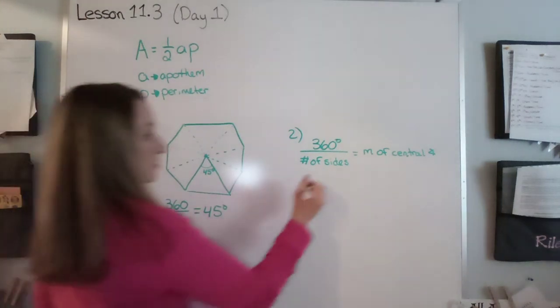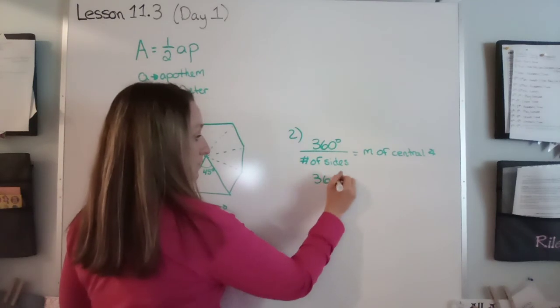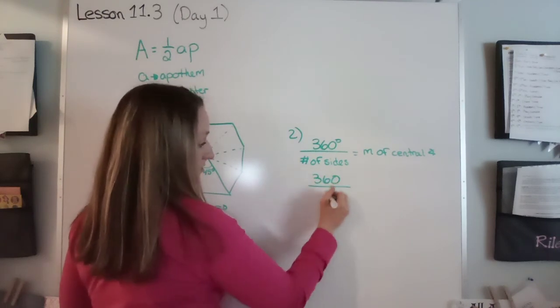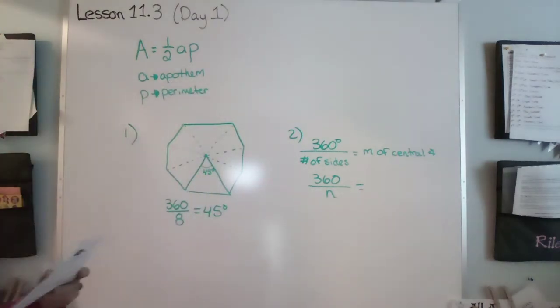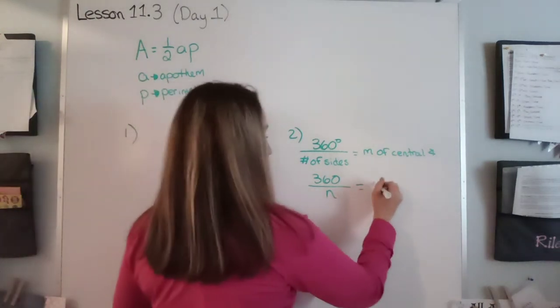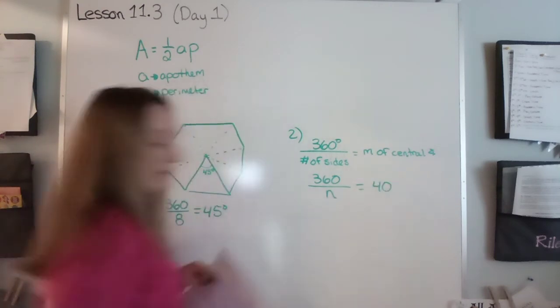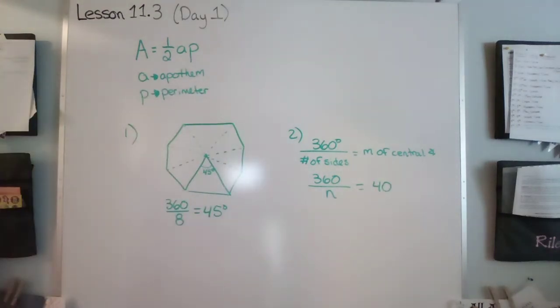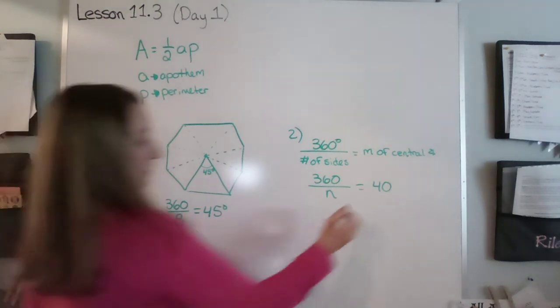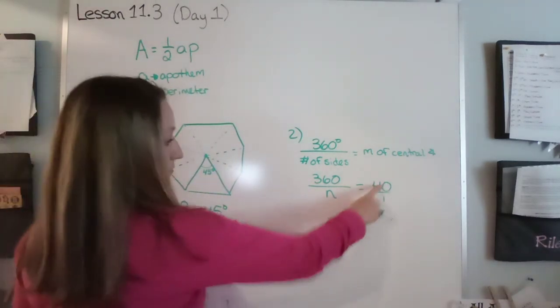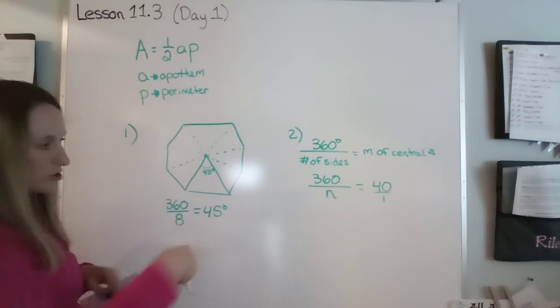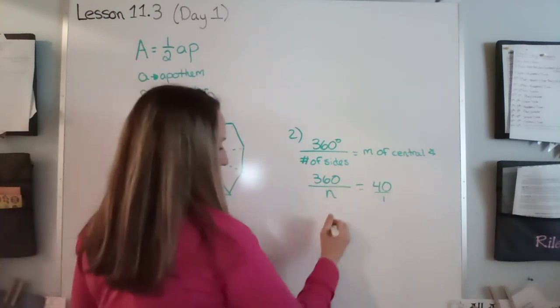So I don't know the number of sides for this problem. That's my unknown. I'll use n. But I'm given that the measure of the central angle is 40. Now here's my equation. I just have to solve for n. You can multiply both sides by n, then divide by 40. You could set it up as a proportion. If you want to set it up as a proportion, put 40 over 1 and cross multiply. You have lots of options here. I'll just cross multiply since I set it up as a proportion.